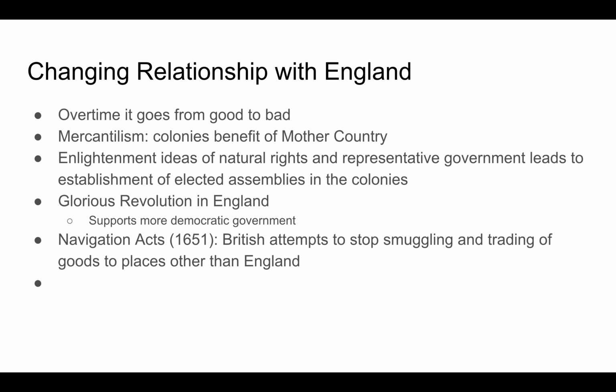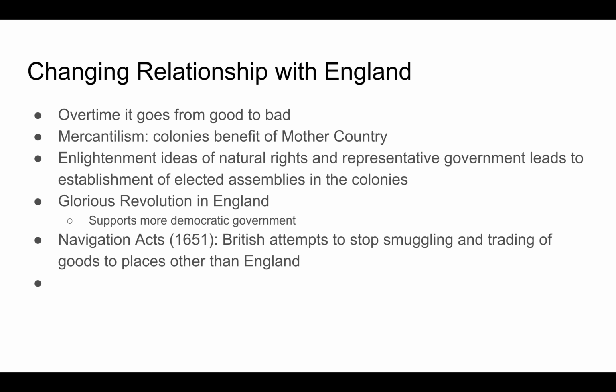In addition to economic factors, there's also some political factors, right? And in particular, the Enlightenment, which is something you guys definitely talked about last year, and it's really important for understanding the American Revolution. But this idea of natural rights and representative government will eventually lead people to start questioning the authority of the king in England. But what it first does is it kind of encourages the colonists to start establishing their own representative assemblies in the colonies. So by the time we get to the start of the revolution, each colony has its own elected assembly. Granted, it was elected by a small group of white property-owning men, but it was still more democratic than just having a king or a governor.